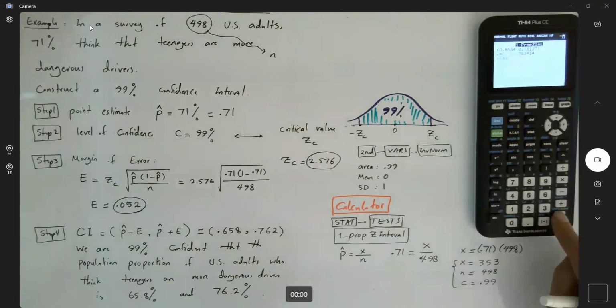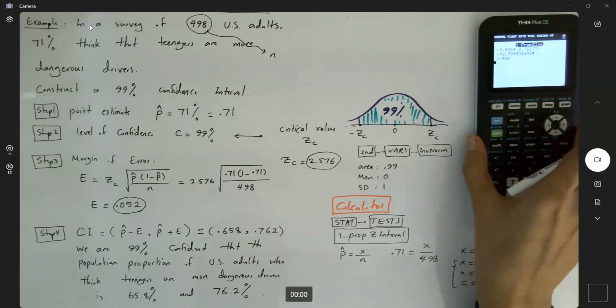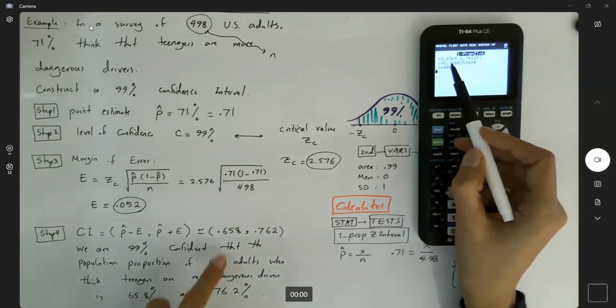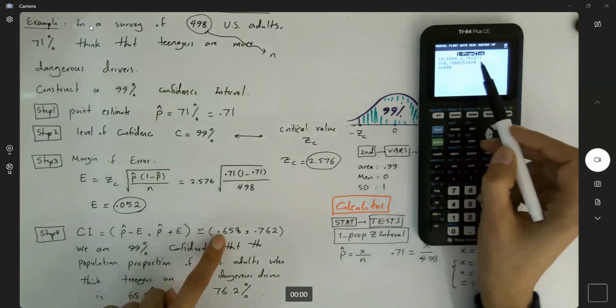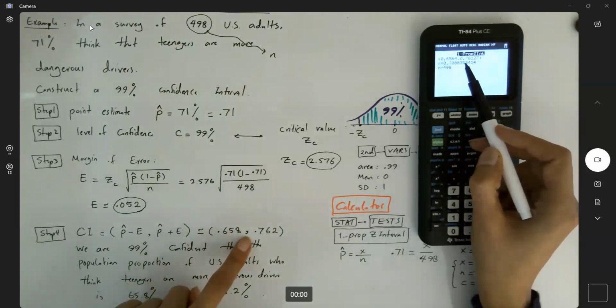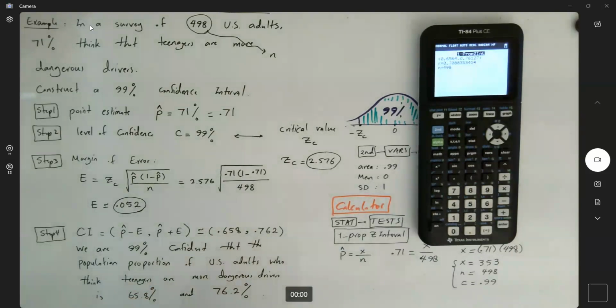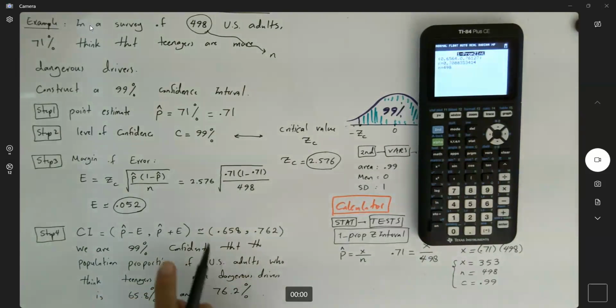Now let's do the calculation. As you can see, the calculator also calculated the interval for me: 0.656, which is very close, comma, 0.76. So the calculator verifies that our computation is correct.